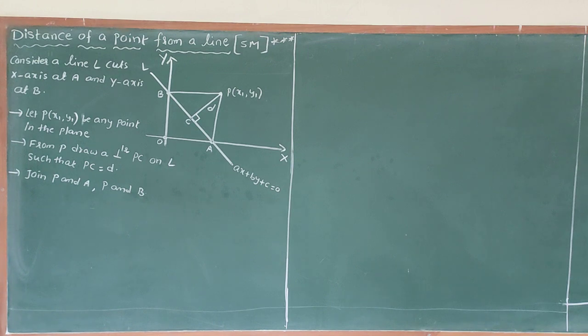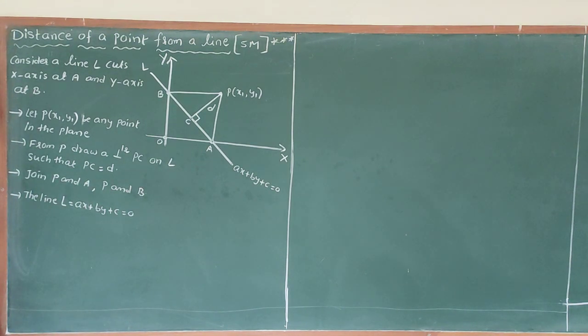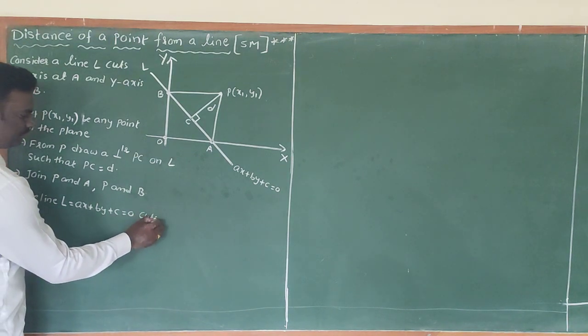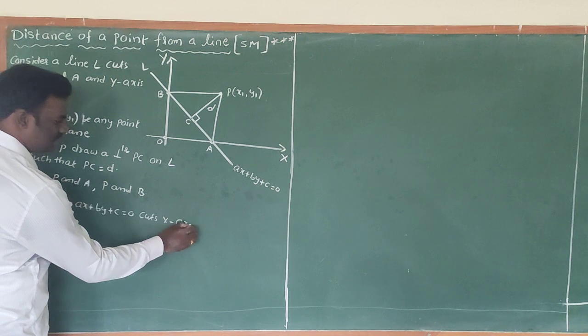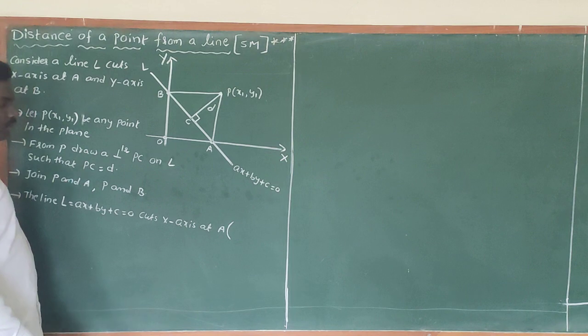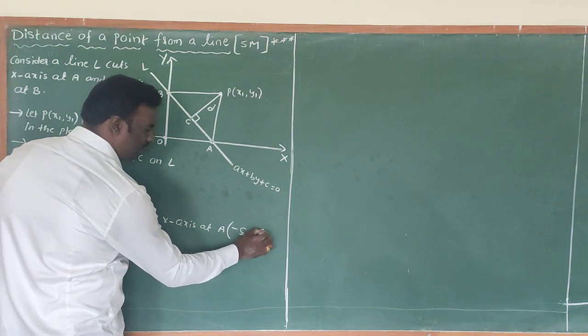Okay. Now the line L is ax plus by plus c is equal to 0. It cuts the x axis at a point A. What are the coordinates of A? Minus c by a comma 0.